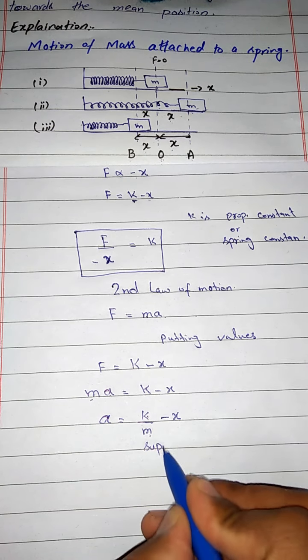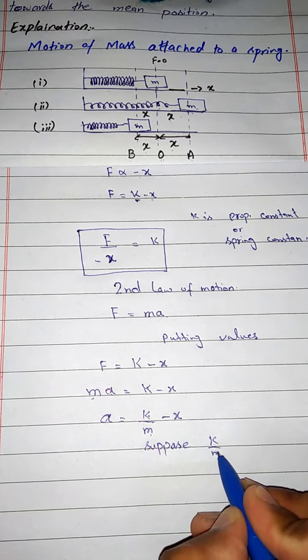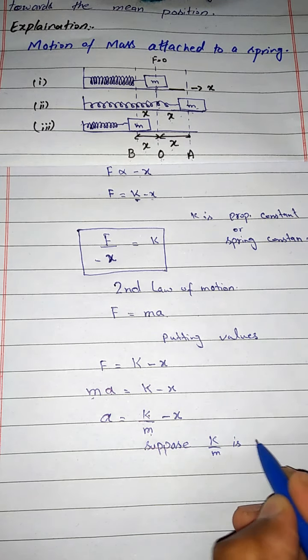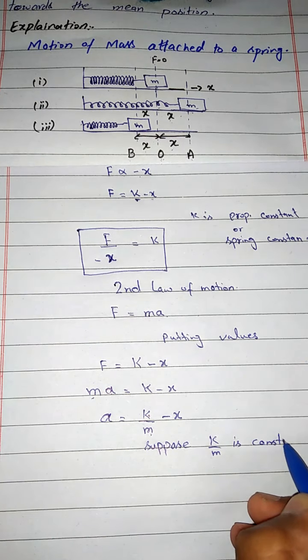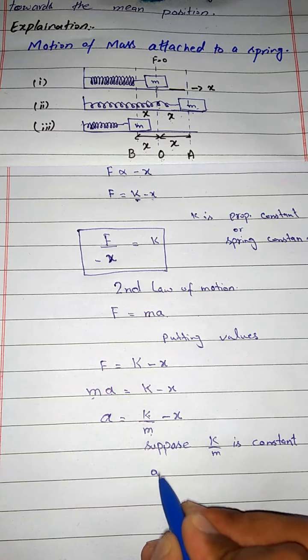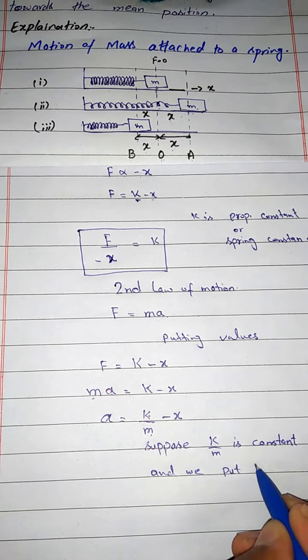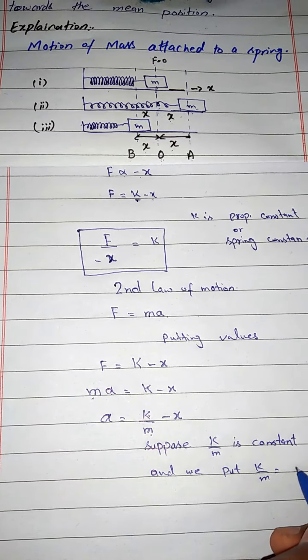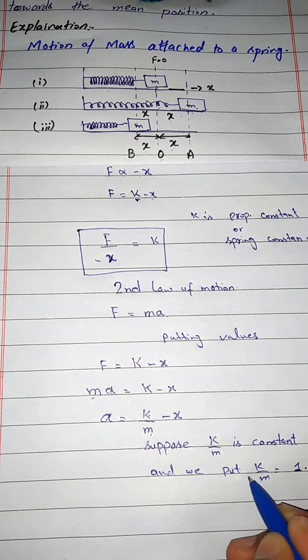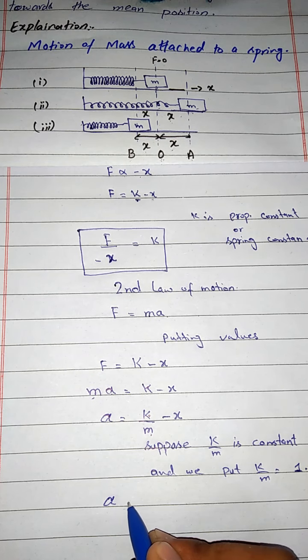Suppose k over m is constant, and we put k over m equal to 1. Clear? Now the relation we will find.